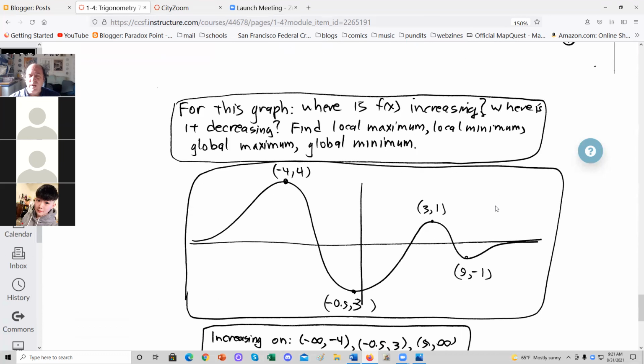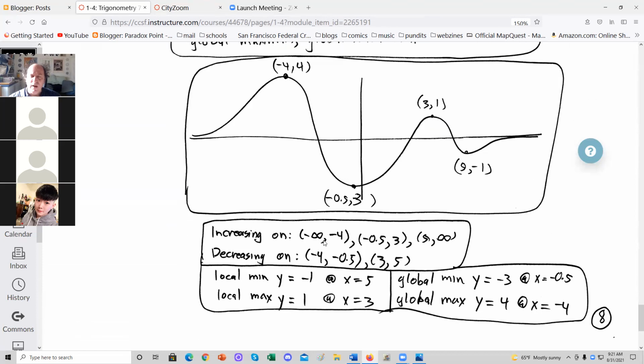Now here we have a function graph. Where is it increasing? Where is it decreasing? Find local max, local min, global max, and global min. It's increasing on all these values of x where x is less than or equal to negative 4, and also all of these values where x is between negative 0.5 and 3, and all of these values of x where x is at least 5. So it's increasing on negative infinity to negative 4, negative 0.5 to 3, and 5 to infinity.